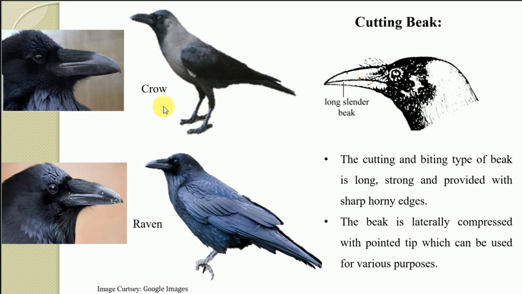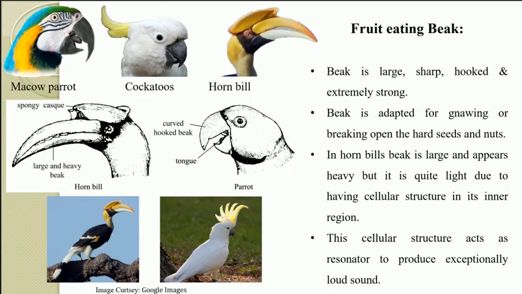Now this type of beak is characteristic of birds like the crow and the raven, where we will find a comparatively longer and strong beak which is provided with horny edges. Okay, so this is about the cutting kind of beak. The next type of beak is the fruit eating beak.